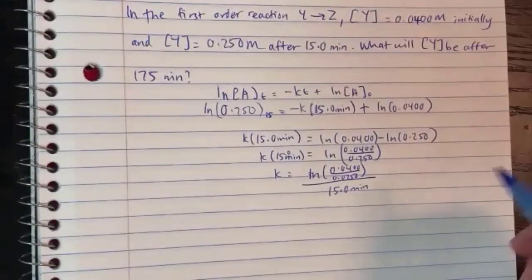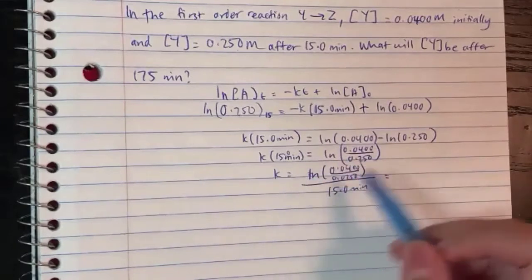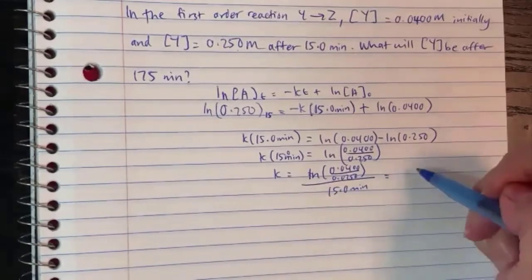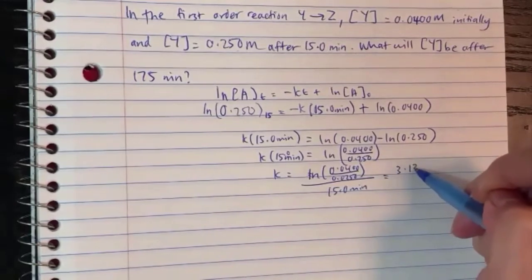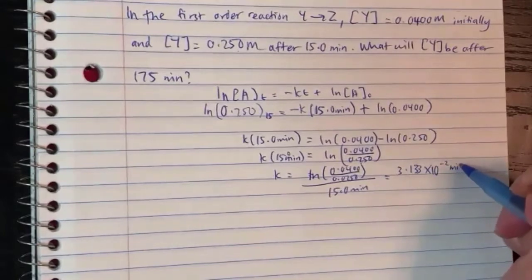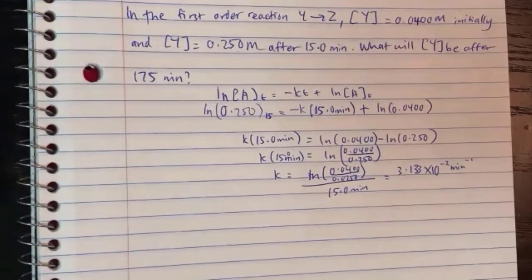Okay, or you can just plug it in your calculator and get a number, but I like to do this and then keep that number on my calculator. But it ends up being like 3.133 times 10 to the minus 2. Let's see, something like that.